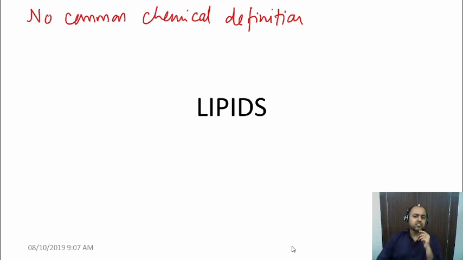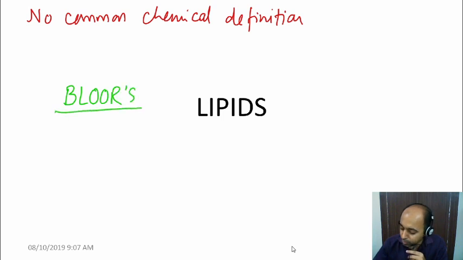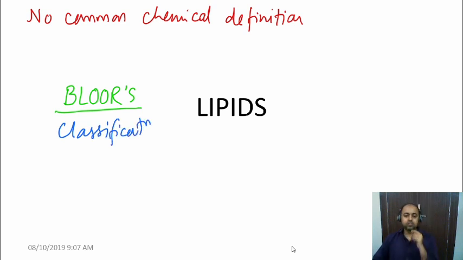So a lot of scientists have tried to classify the lipids. The most acceptable among those incomplete classifications is the classification provided by the scientist called Bloor. So we use the Bloor's classification. The classification which is used to study the lipids is the Bloor's classification.